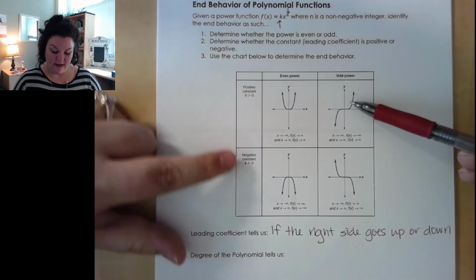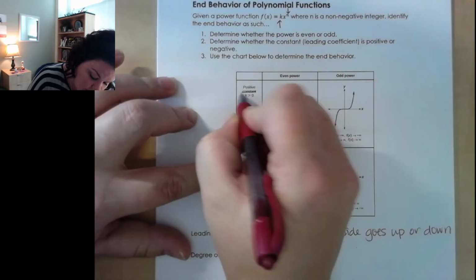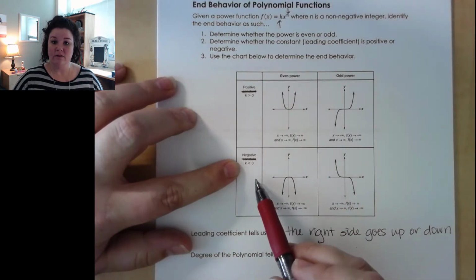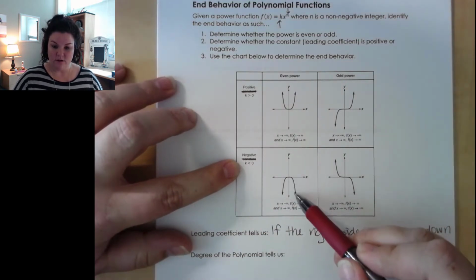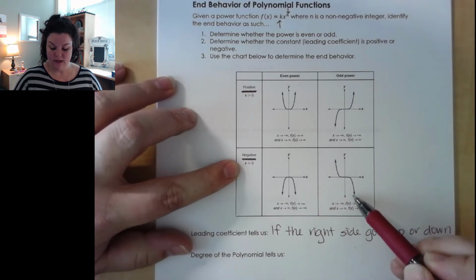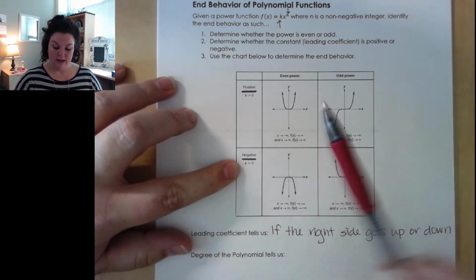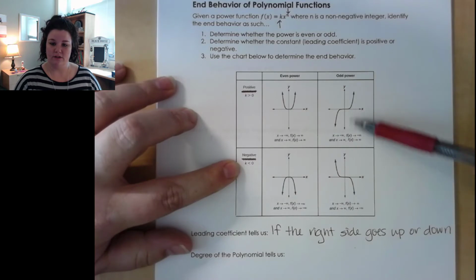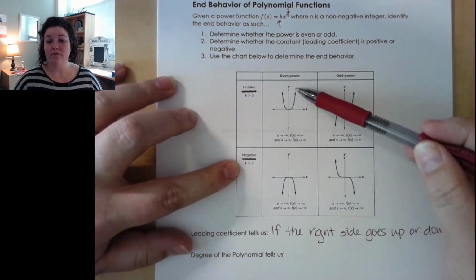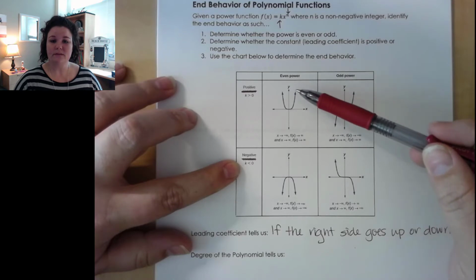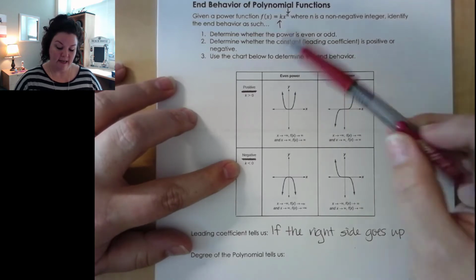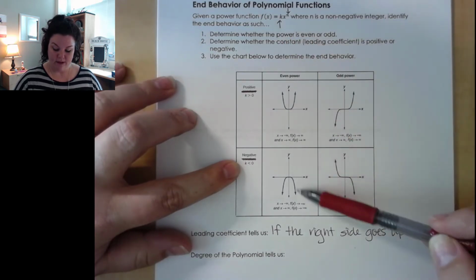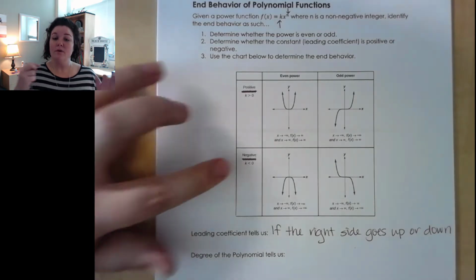If we have a negative leading coefficient, then notice our right side goes down on both of these. So we're either going to see that our ends go the same direction, both up or both down, or they're going to go opposite directions. But the behavior of the right side, as x goes to infinity, is determined by whether that leading coefficient is positive or negative. If it's positive, the right side will go up. If it's negative, the right side will go down. So we know what the right side is doing.